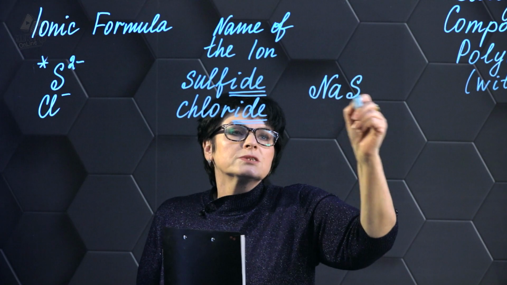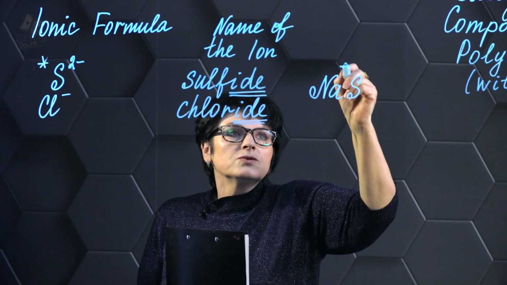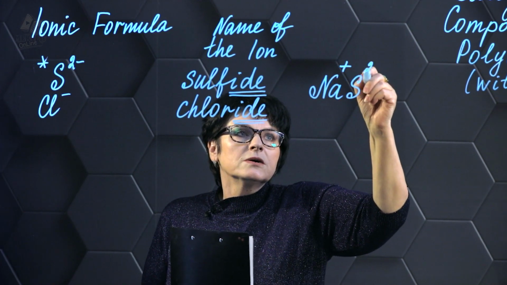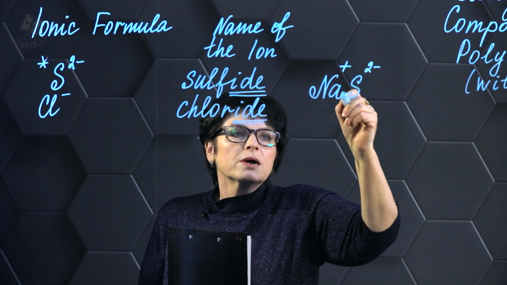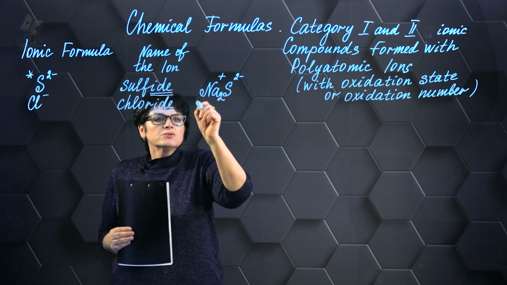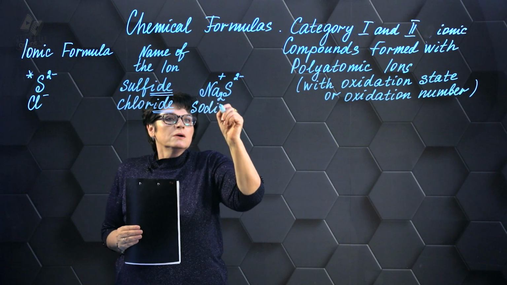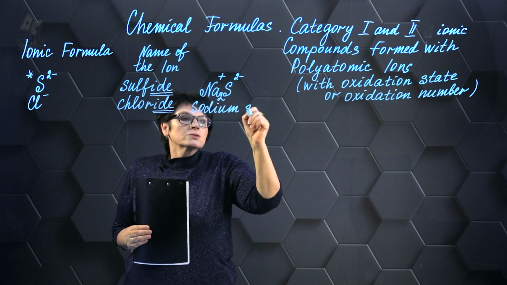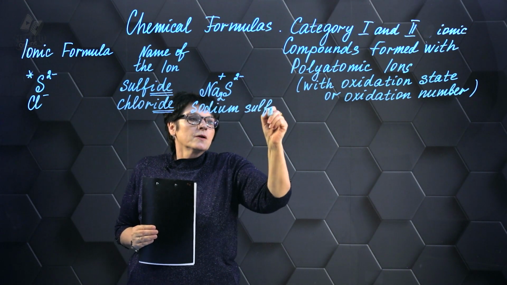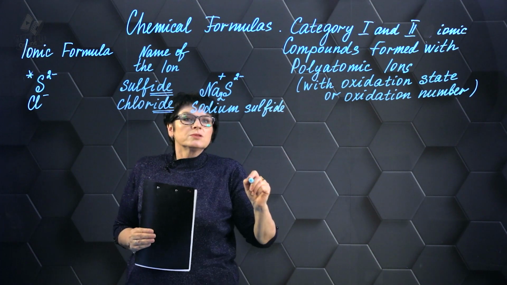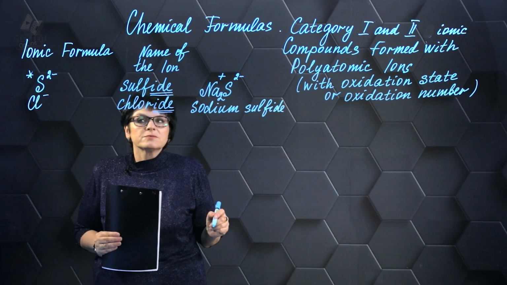So, let it be a combination of sodium and sulfur. All right, sodium has a positive charge, sulfur has a negative charge. So let's use the cross rule. The name is going to be sodium sulfide, and the suffix ending is going to be like that, or it could be sodium chloride, depending on the situation and context, respectively.